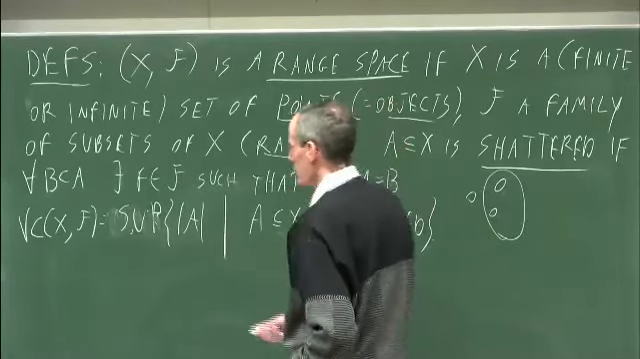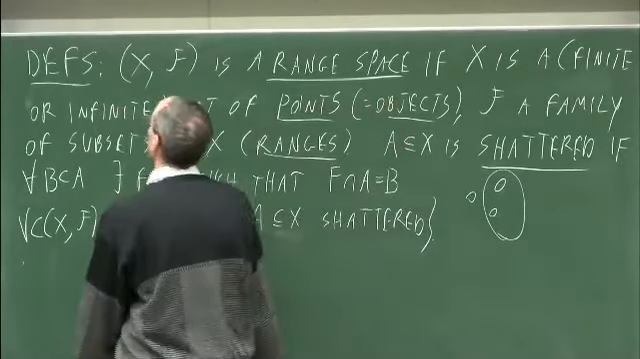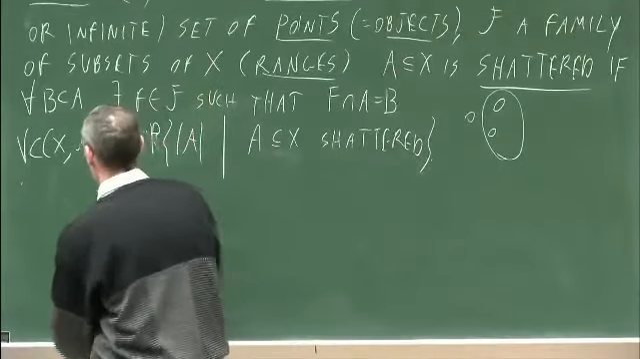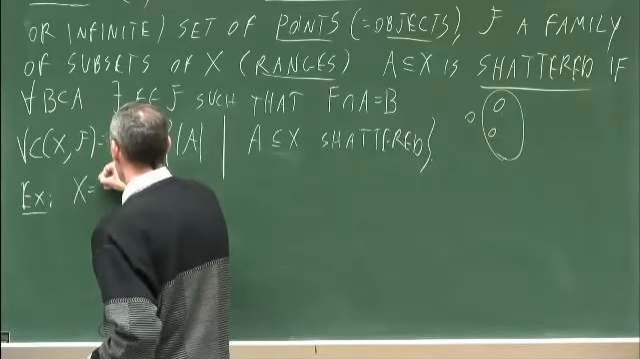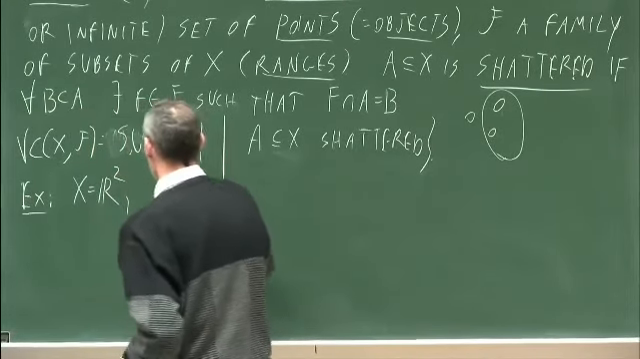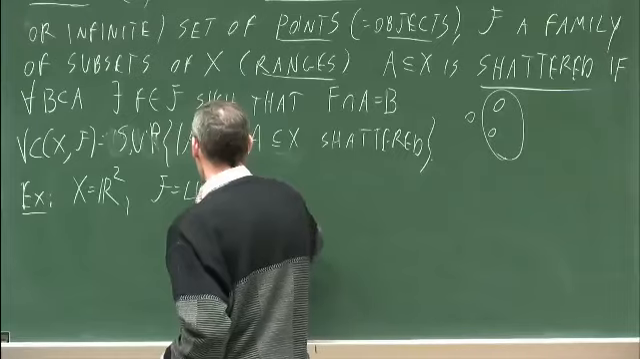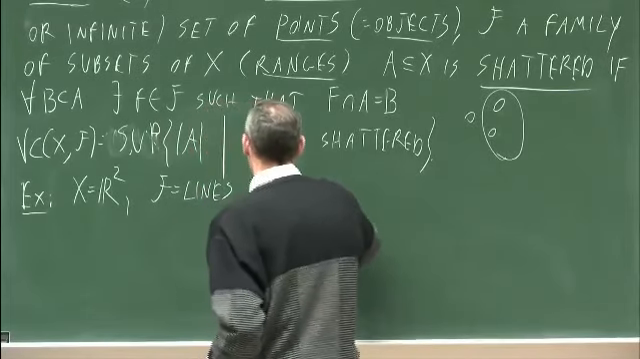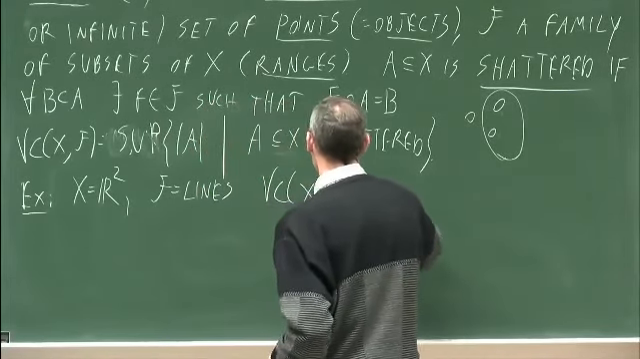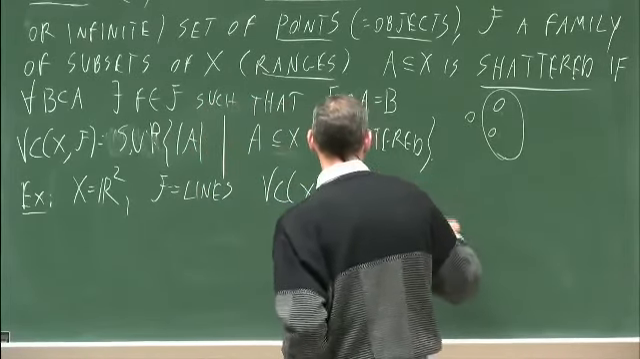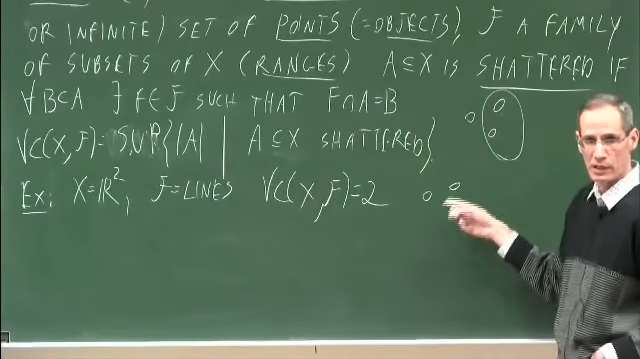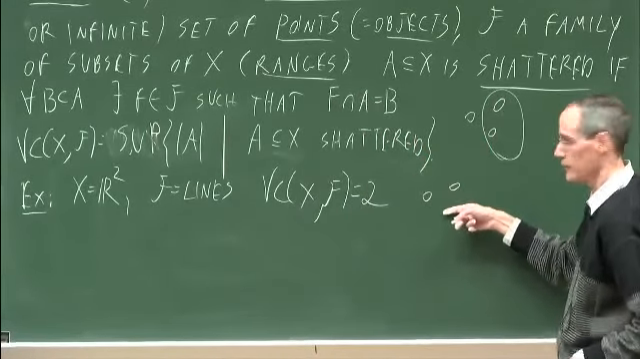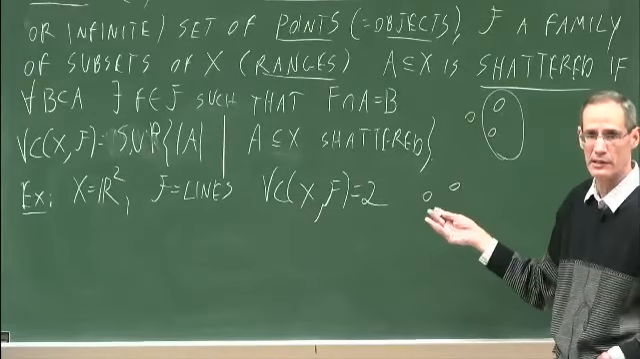And we can think about some examples. So here is an example. X could be the plane, and F would be lines. So the Vapnik-Chervonenkis dimension of (X, F) will be 2, right? If we have 2 points, then there is a line containing both, there is a line containing this, there is a line containing that, and there is a line containing none of them.